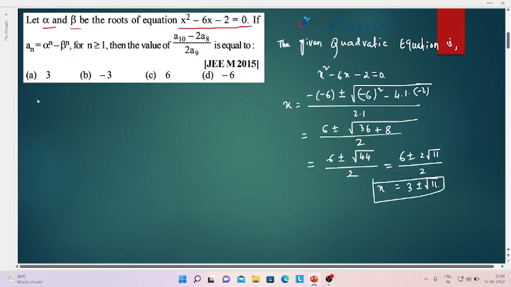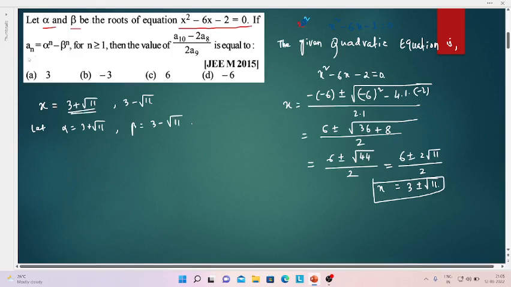So what are the values of x? I mean the roots of the quadratic equation, which are 3 plus root 11 and 3 minus root 11, right? And it is given that alpha and beta are the roots of the quadratic equation, right? So let alpha equals to the first root, which is 3 plus root 11. You can take the second root as alpha, there will be no issue, and beta equals to the second one, which is 3 minus root 11, right?